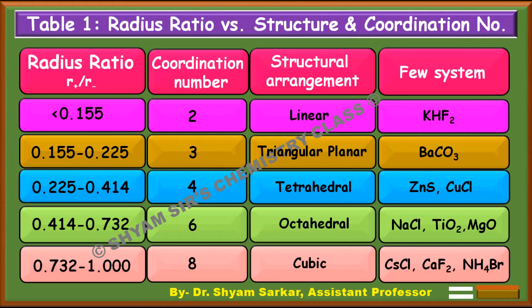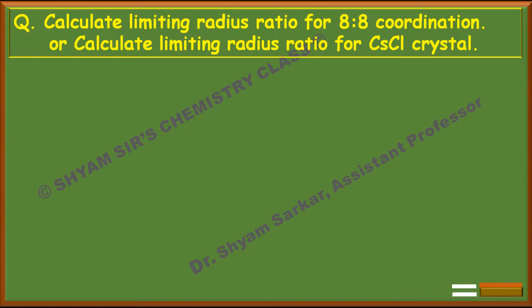So first, if you see this question here: calculate the limiting radius ratio for 8:8 coordination number. Okay, or sometimes it may also ask like this: calculate limiting radius ratio for cesium chloride crystal, because we know that cesium chloride is characteristic of 8 coordination number cubic structure. Okay, so let us see how to calculate the limiting radius ratio value. We know that for cubic system it is in the range from 0.732 to 1. So I'll show you how this value 0.732 is coming.